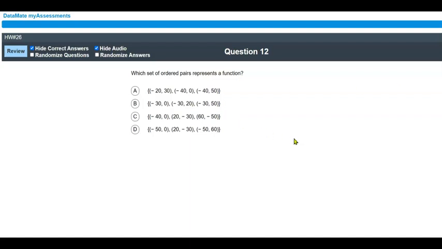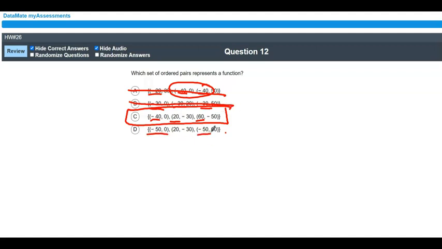Which one of these represents a function? Well, look at those x values. If they repeat, they're not a function. But if they're all unique, then it is a function.